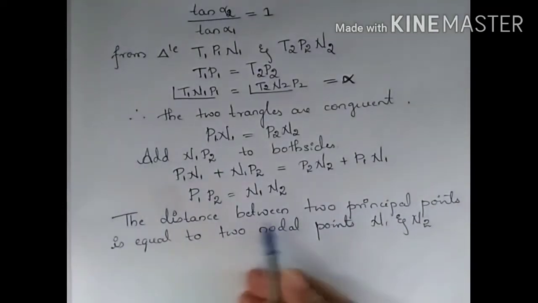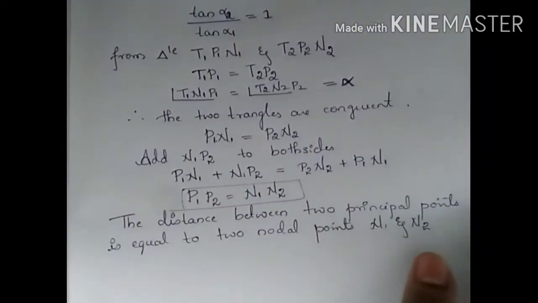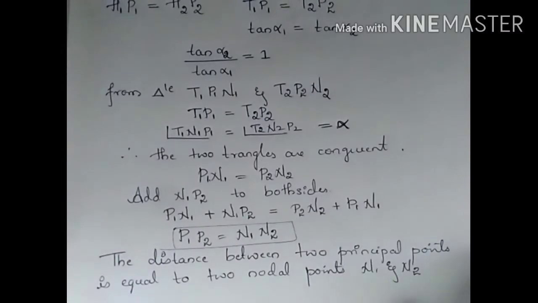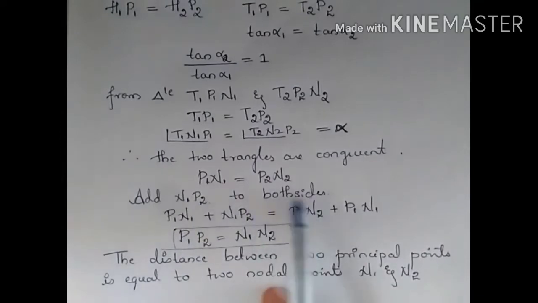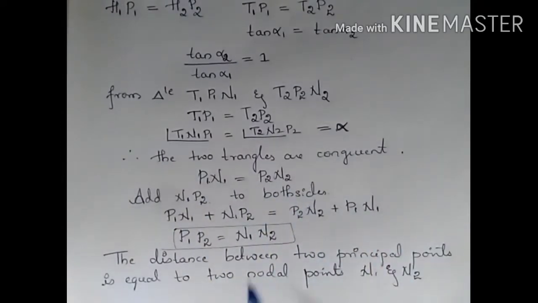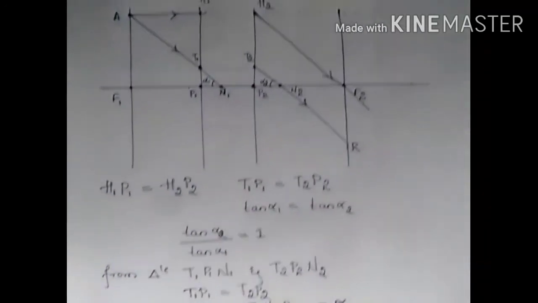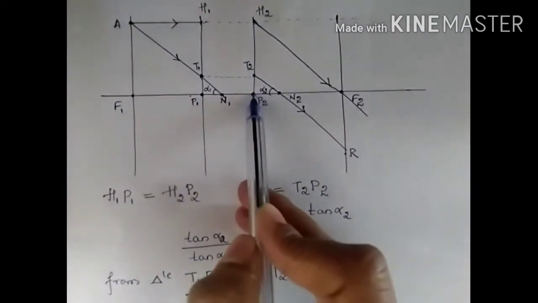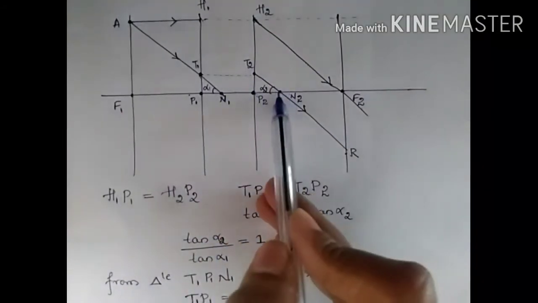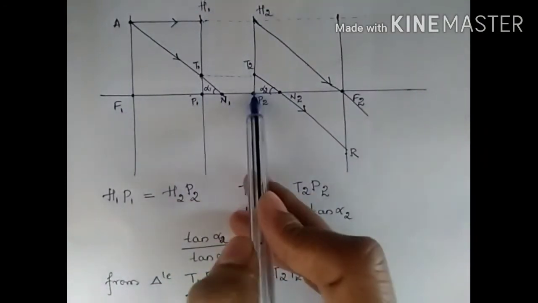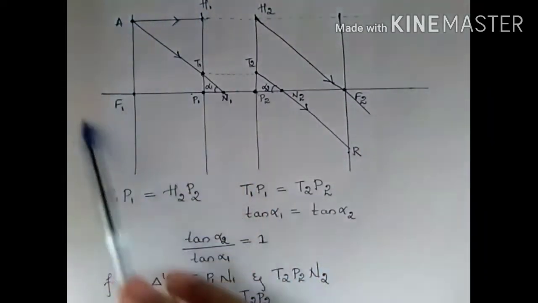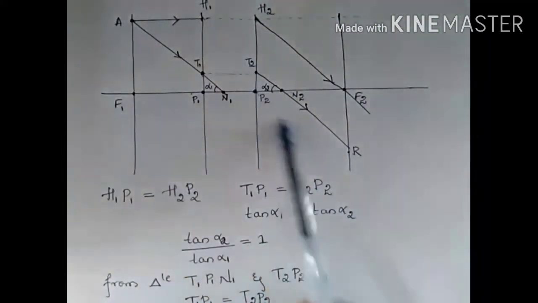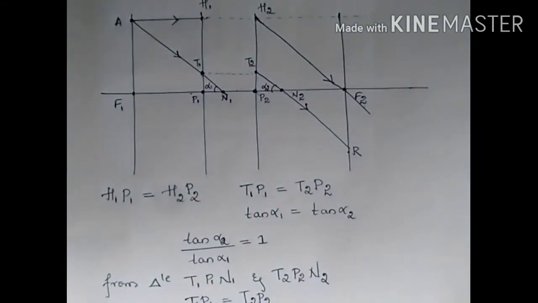So to get this point, what we did is we took two triangles. In that we showed these two triangles are congruent, and then we added N1 P2 to both sides. From that we understood P1 P2 is equals to N1 N2. That means the distance between two principal points is equals to the distance between two nodal points. So P1 P2 is equals to N1 N2. So in this diagram this part refers to the object part and this part refers to the image part.